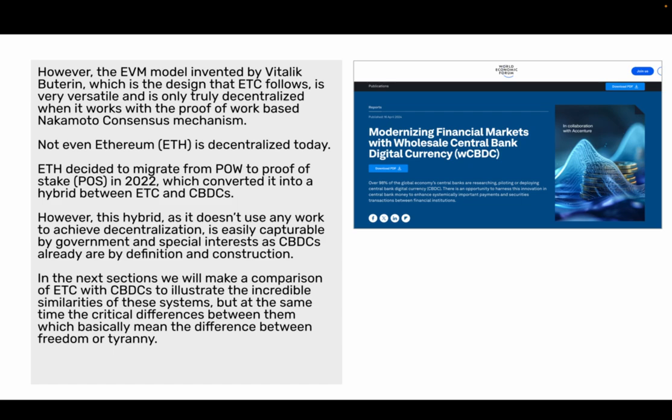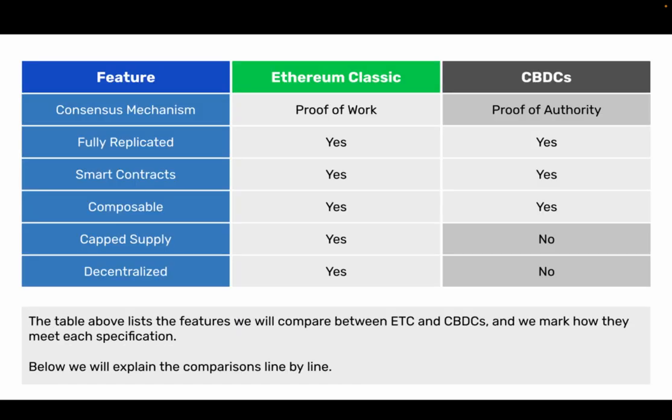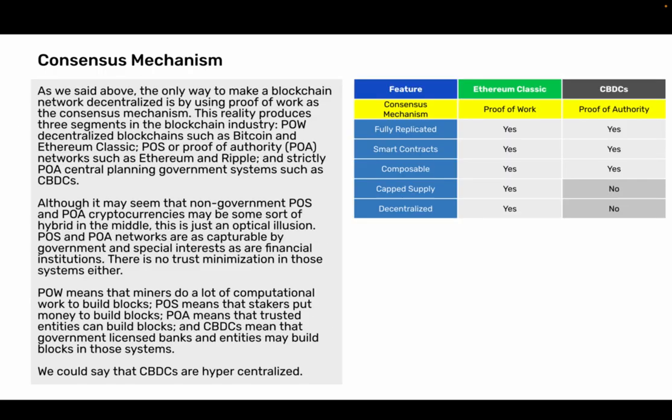In the next sections, we will make a comparison of ETC with CBDCs to illustrate the incredible similarities of these systems, but at the same time the critical differences between them, which basically mean the difference between freedom and tyranny. The table above lists the features we will compare between ETC and CBDCs, and we mark how they meet each specification. Below, we will explain the comparisons line by line.